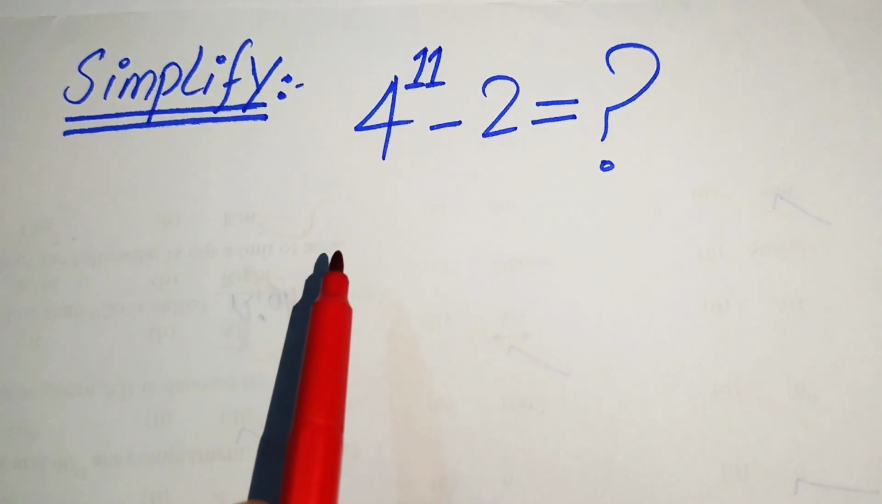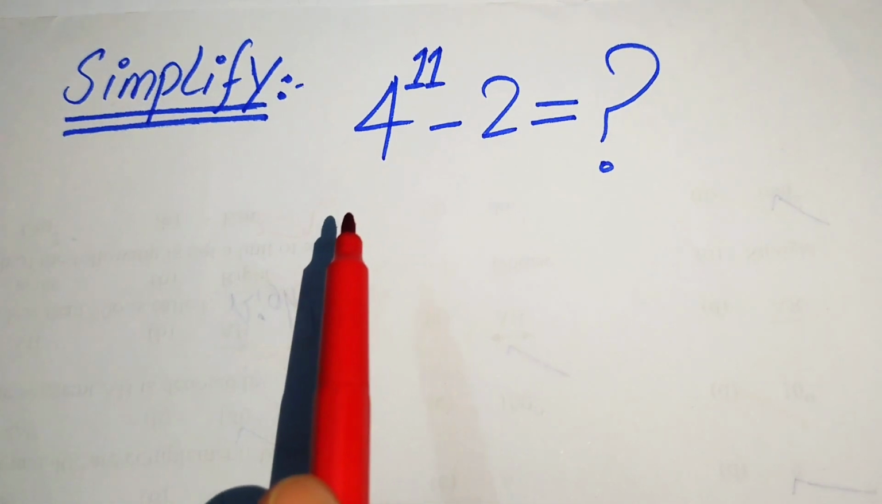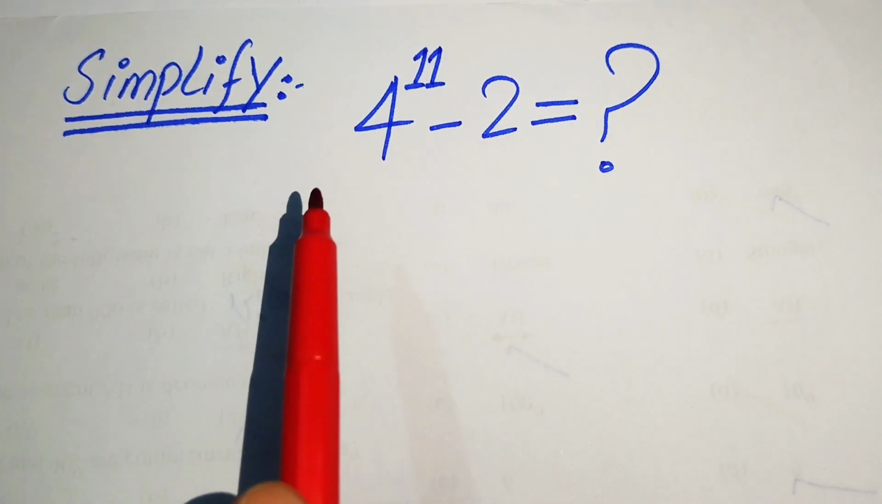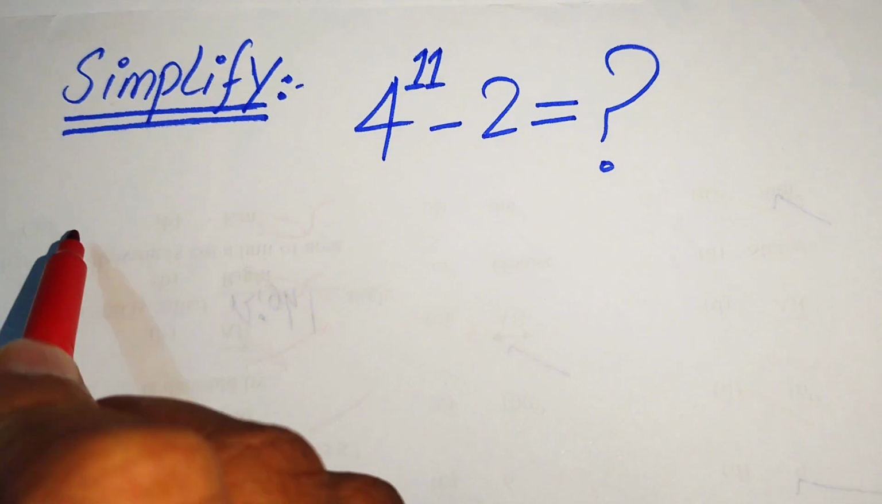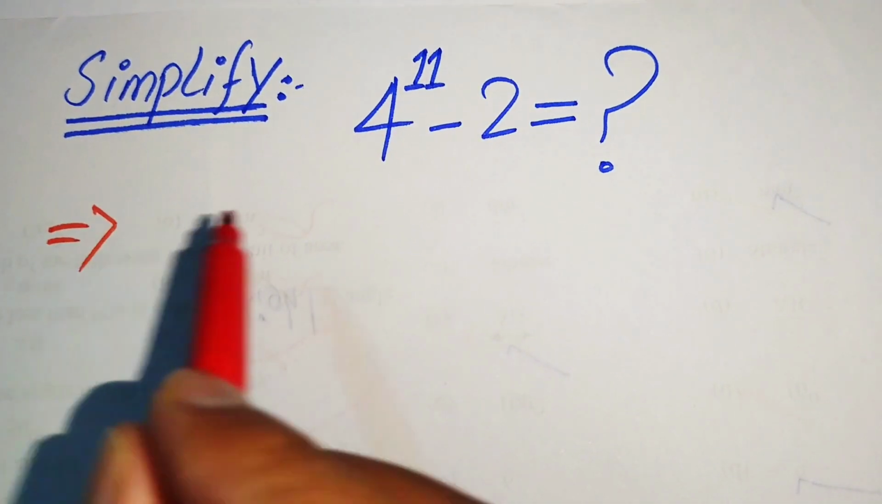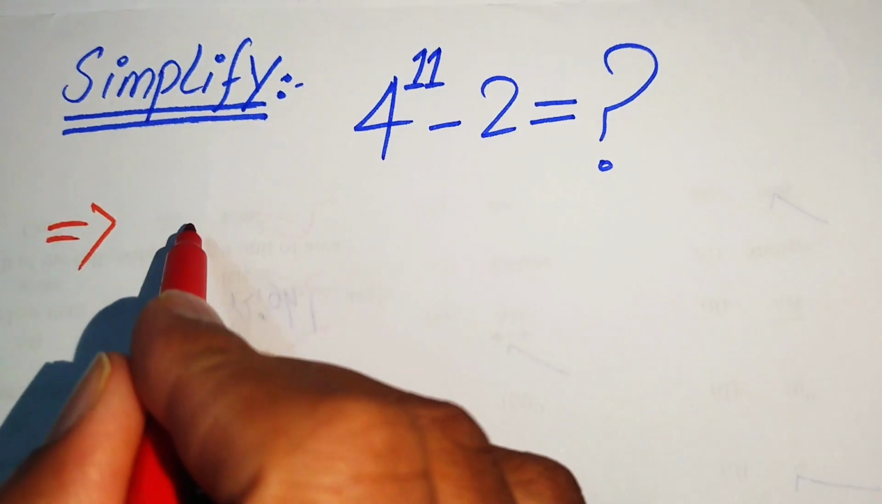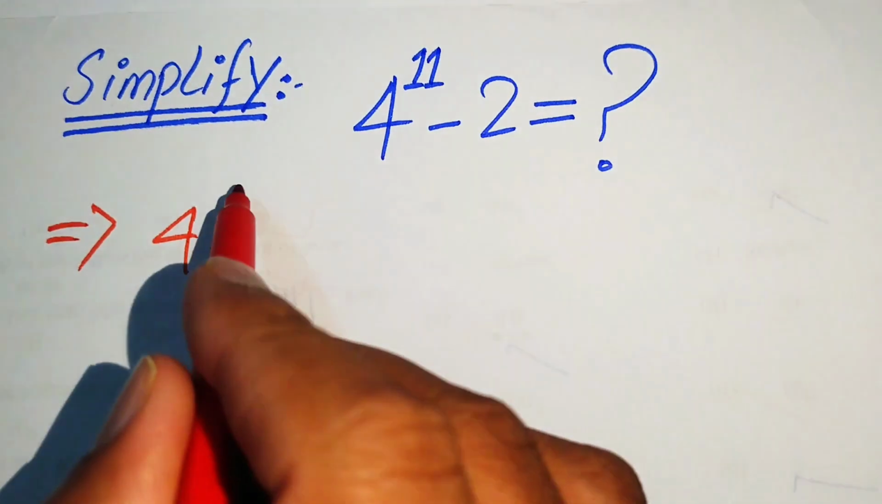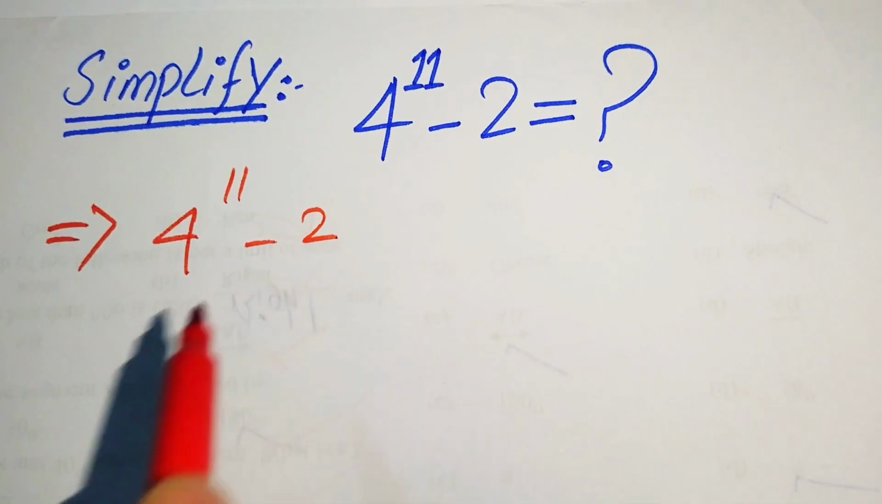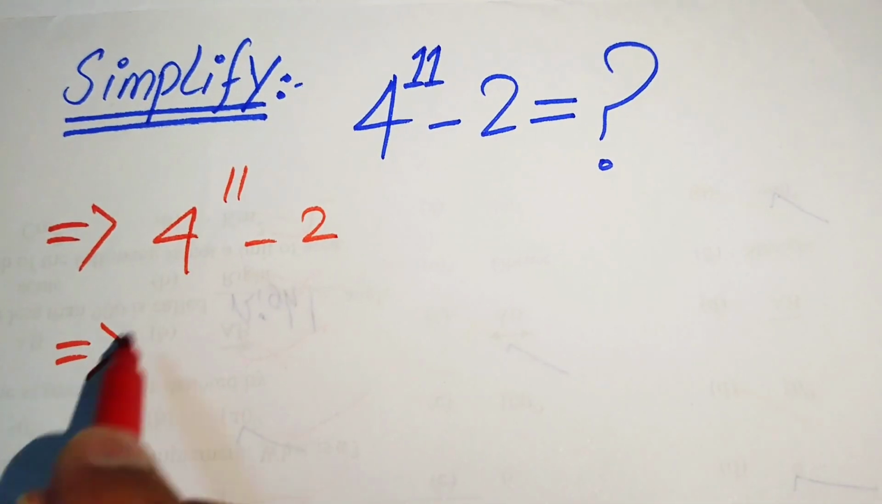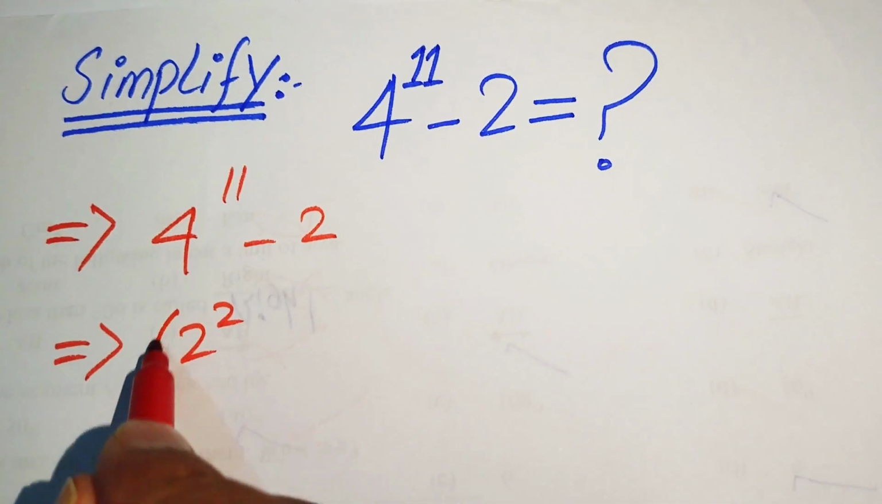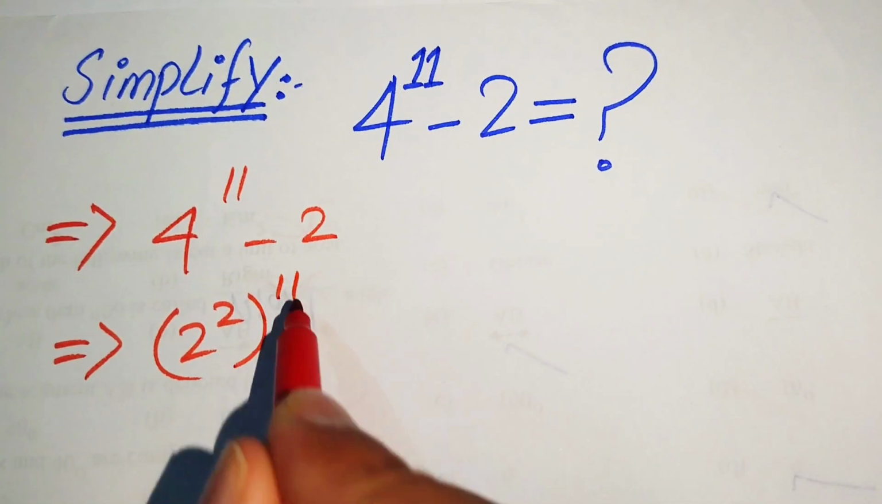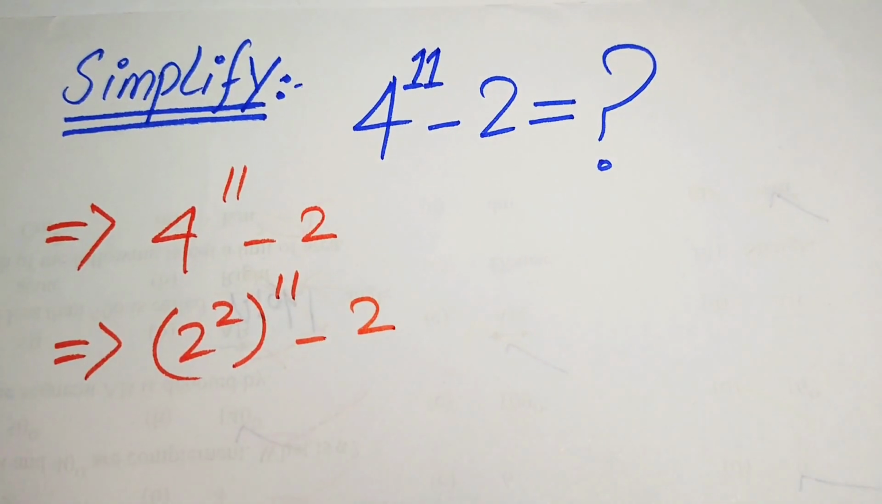And now here we write this algebraic expression into the simplified form. So here the very first thing we are going to do is rewrite this expression as 4 to the power of 11 minus 2. And now we write this 4 as 2 squared, and its power 11, minus 2.